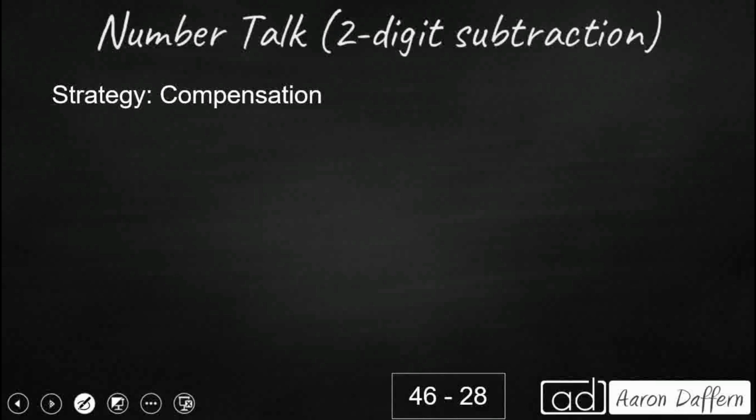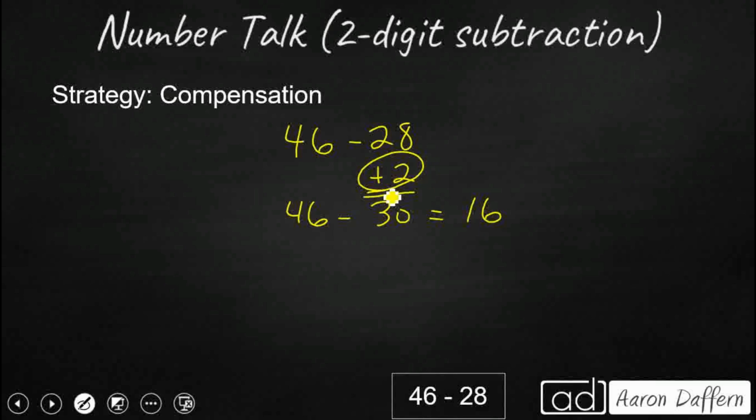We can also use compensation. So what compensation does is you take your subtrahend and you think, how far away is it from the next 10? We just looked at that. It's 2 away. So if I were to change this to a 30, this would be such an easier problem because then I wouldn't have to regroup. So 46 minus 30, right, that's going to be 16. That's pretty easy.